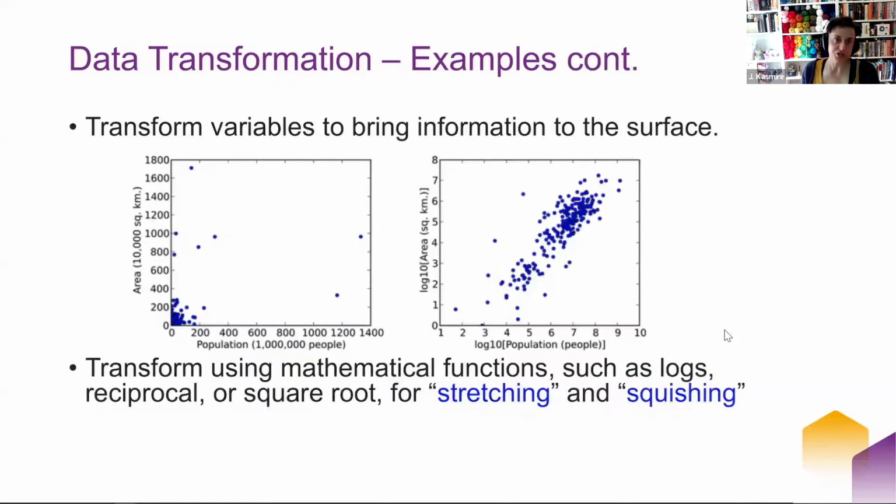You'll also want to transform variables to bring information out more clearly. So transform using mathematical functions such as logs, reciprocals, or square roots for stretching or squishing. In fact, this came up earlier today in our group.